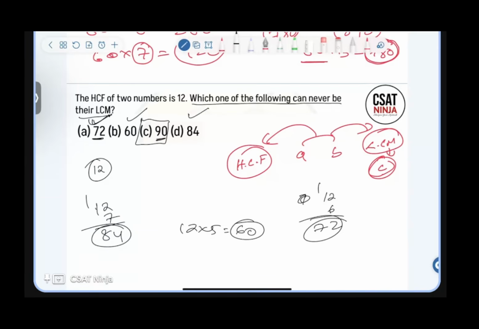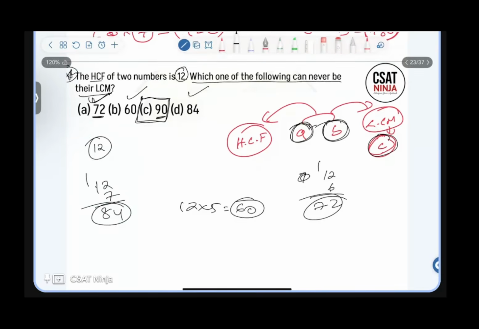possible to be an LCM of the two numbers. I don't know the two numbers here, I don't know what the values are. But just by using the HCF, since the HCF must divide each of these, I'm saying that 90 can never be an LCM. Why? Because 90 is not a multiple of 12. Are we clear with that? It's a very good concept to keep in mind.